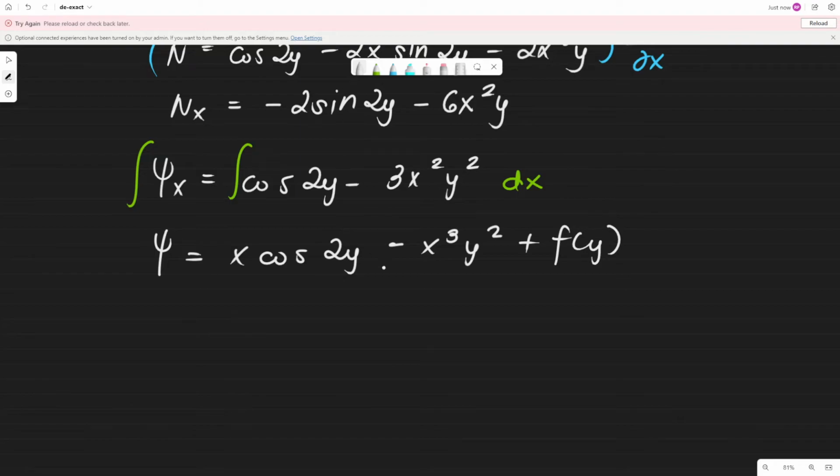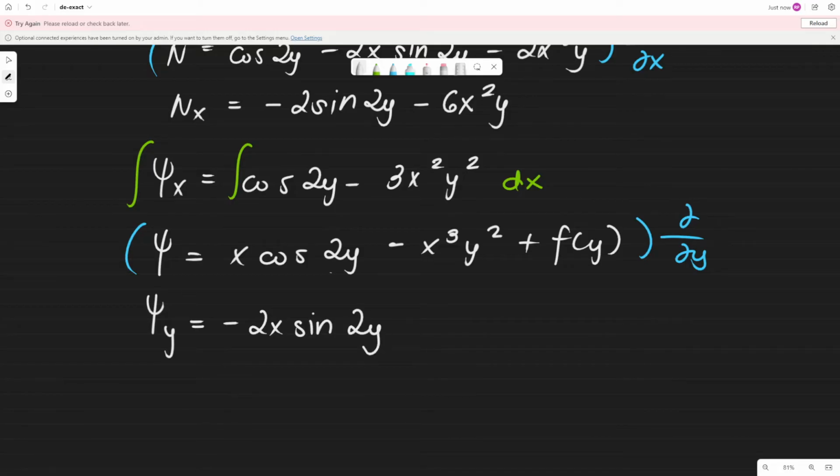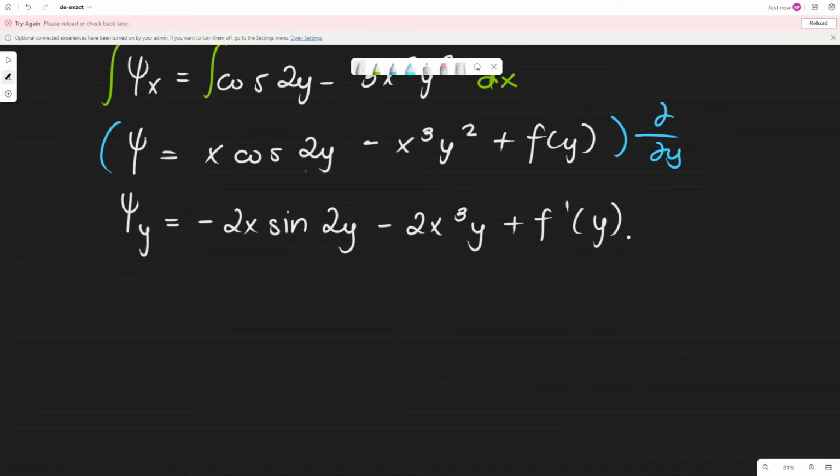Then, let's get our partial derivative in respect to y, to get psi y. So, we'll have psi y is equal to, what's the partial derivative of x cosine 2y? That is negative 2x sine 2y. Then we'll have negative 2x cubed y plus f prime of y. Okay?